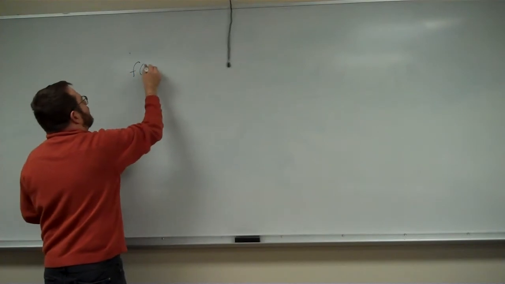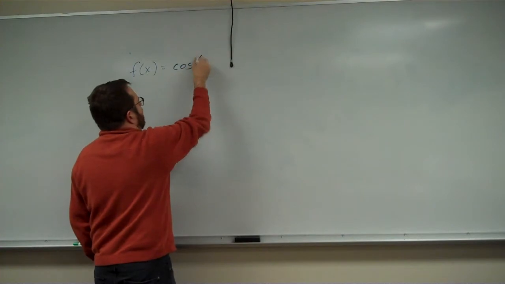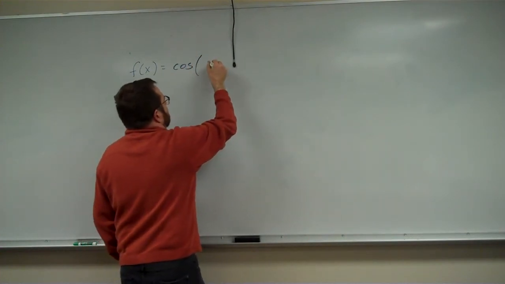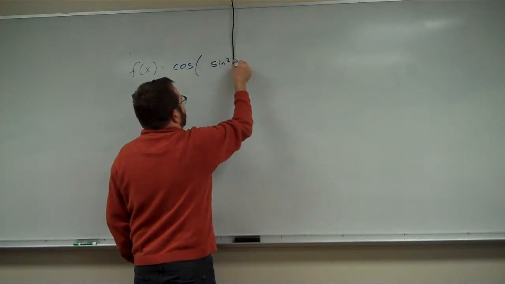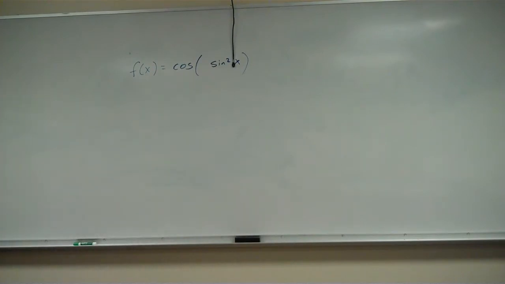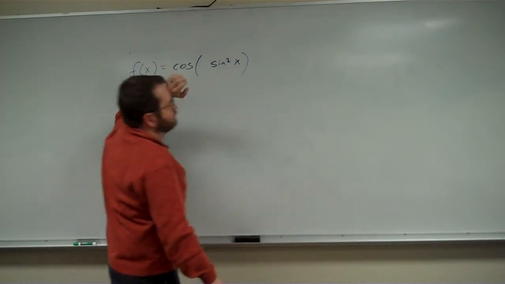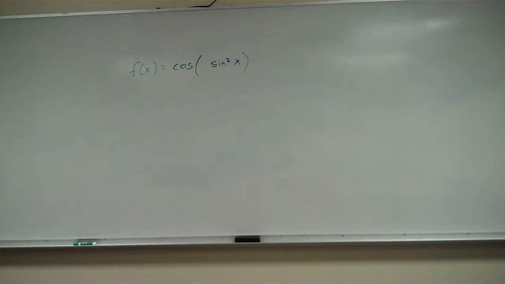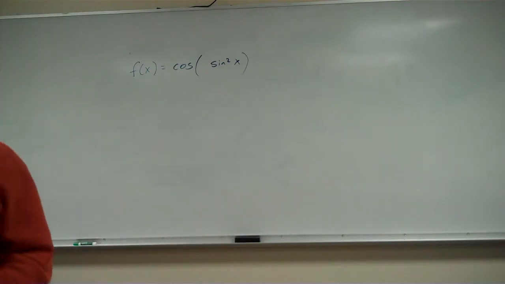f of x is equal to the cosine of the sine squared x. What an ugly problem. So we have some equation, I don't know, that describes some complicated motion of something. We want to know its derivative so we know its velocity at any given time. Or this is how much the population of some bacteria is, and now we want to know the rate of growth by taking its derivative.